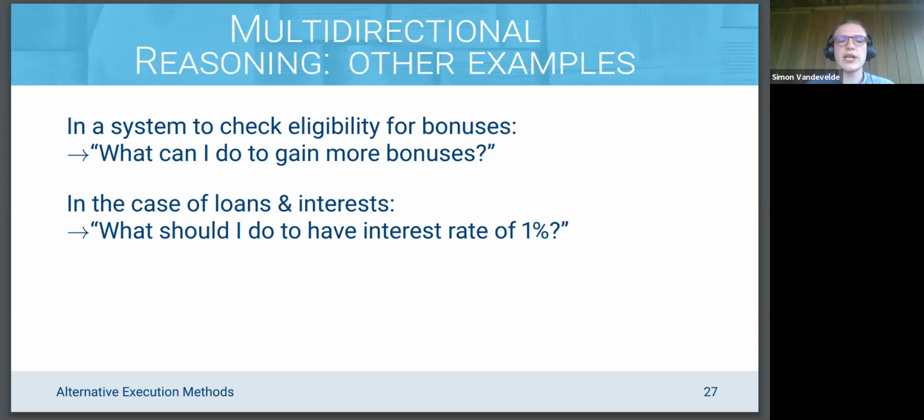Or in the case of loans and interest, what would I have to do to have an interest rate of 1%? Imagine you're buying a house. Some parameters are usually fixed, right? The price of the house and the amount that you will have to pay for the actual terrain that the house is on. But there might be some things that you can still change a little bit, like having a different notary might help. But I'm certain that there's also some other stuff that you can still tweak to have as low an interest rate as possible.